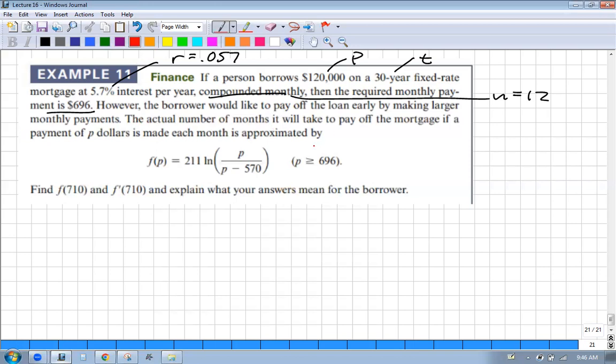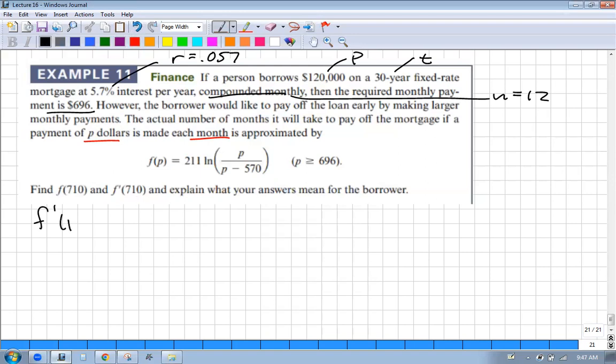However, the borrower would like to pay off the loan early by making larger monthly payments. The actual number of months it will take to pay off the mortgage if a payment of P dollars is made each month is approximated by this function. So this function is giving us the number of months if you're paying P dollars a month, okay? So they give us the formula. I'm glad I don't have to derive that this morning. Find f of 710. Well, you just plug in 710 here, right? And you know you have a natural log button. So that one's easy.